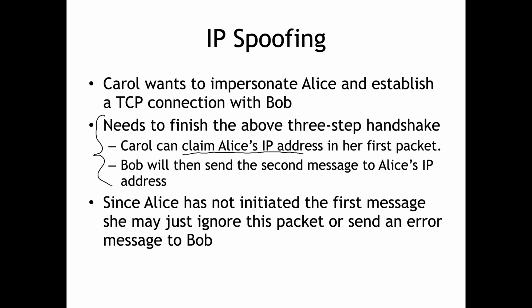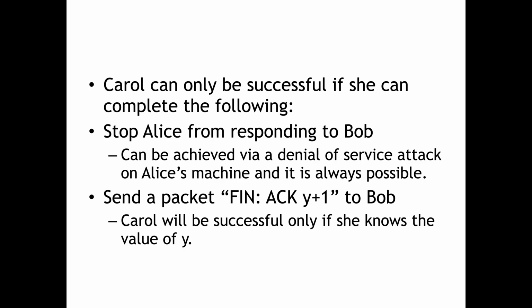Bob will send the second message type to Alice's IP. Alice may ignore this because she never started it. She might just think this is an erroneous packet, and so she returns an error message to Bob. The only way that Carol can actually successfully do this is if she can stop Alice from responding to Bob.